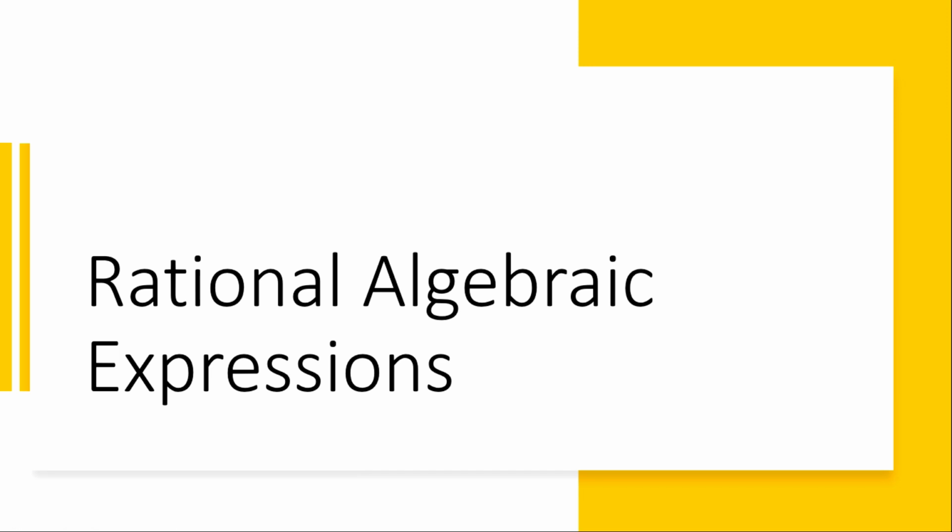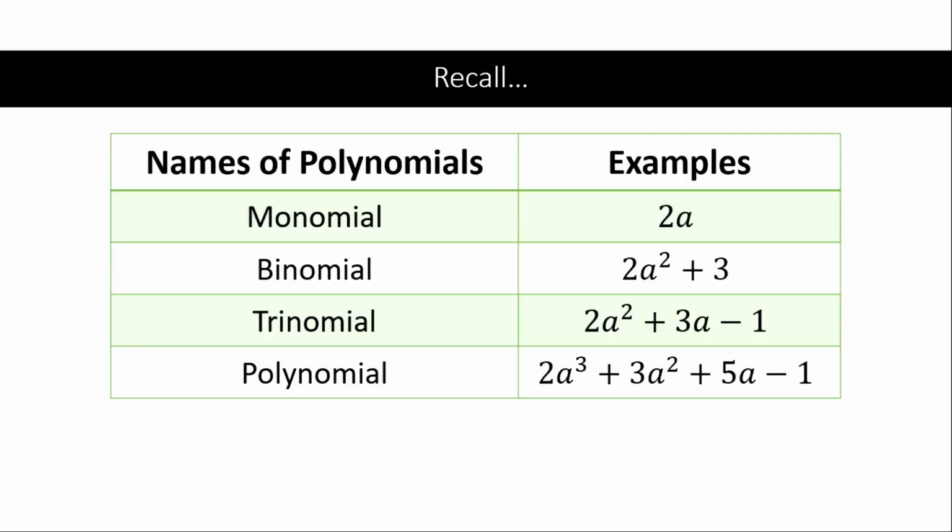In this lesson, we are going to have the introduction for the topic Rational Algebraic Expression. Let us recall the polynomials, ano-ano yung mga tawag sa kanila at ano yung mga examples nila. So when you say monomial, example is 2a, it has only one term. When you say binomial, it has two terms combined or connected with a plus or minus sign. And when we say trinomial, it's a polynomial with three terms, and a polynomial, an example wherein we have here a polynomial with four terms.